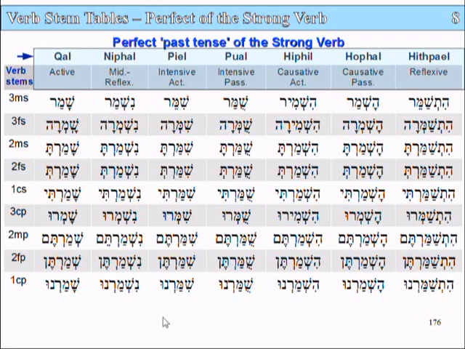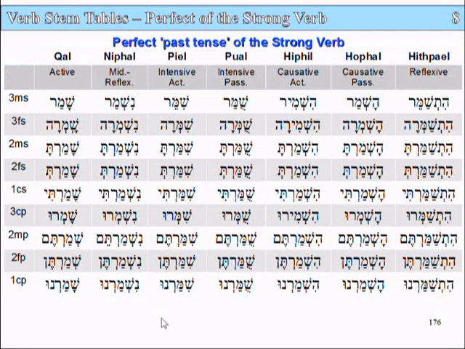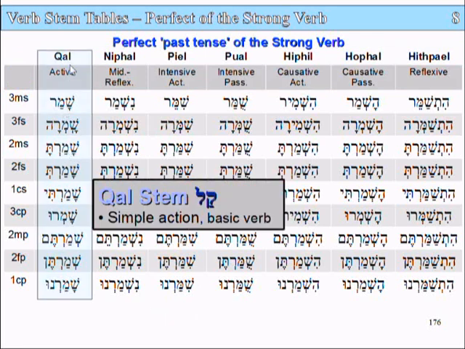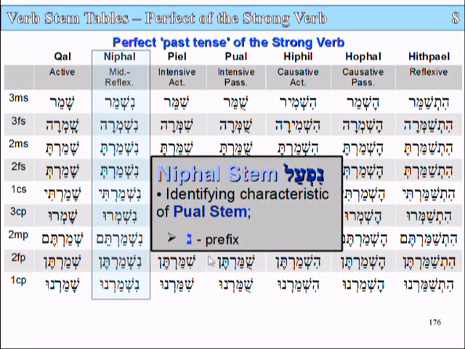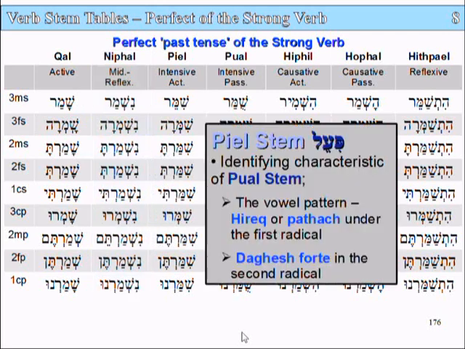So if we take the first stem, the kal, here we have it here, the simple active verb stem, the basic verb, and now we'll compare it to the nifel. And the nifel basically just has a nun prefix in front. That's its distinguishing characteristic. And the pile, it is similar to the kal in appearance, except the vowels are different.